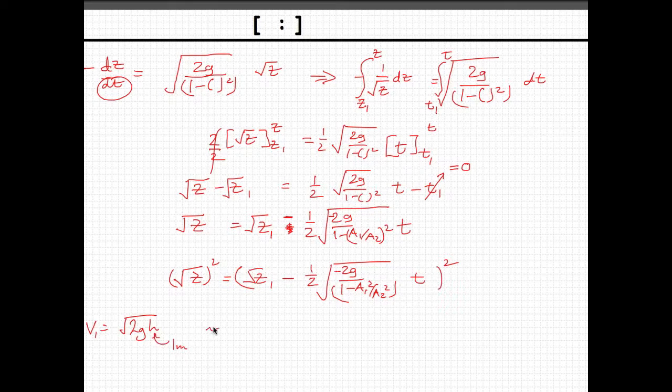So you can calculate what the velocity would be from that. Gravity is 10, so it's going to be the square root of 2 times 10 times 1. So it's going to be the square root of 20, which is about 5, right? 5 meters per second at time 1, which is 0.